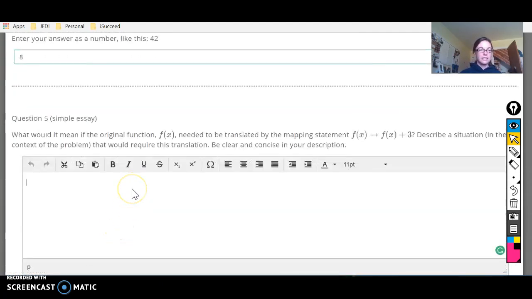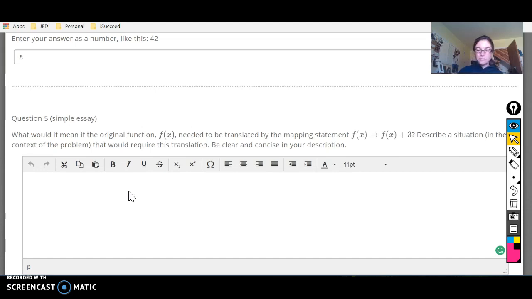Okay, and our last question, what would it mean if the original function f of x needed to be translated by the mapping statement f of x to f of x plus 3? Describe a situation in the context of this problem that would require this translation. So just like when he found out that 4 of those students didn't have the flu, if we mapped a plus 3, that would mean an additional 3 students stayed home with the flu.